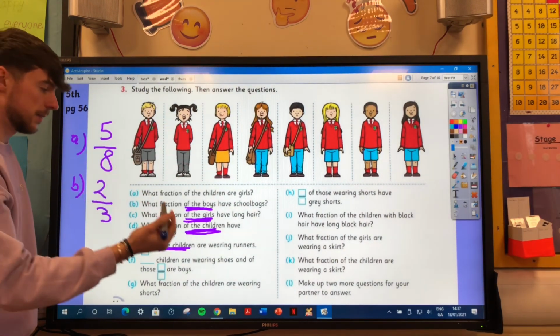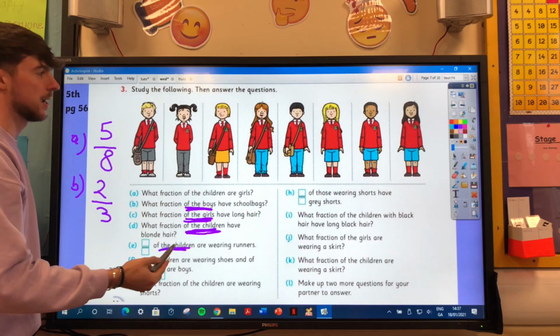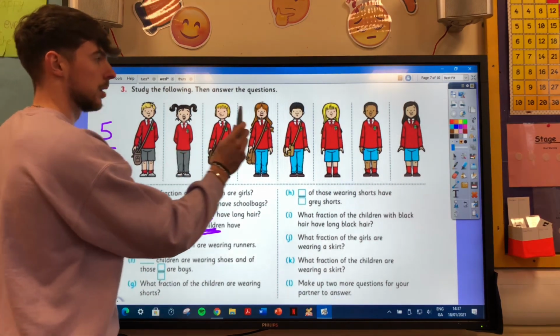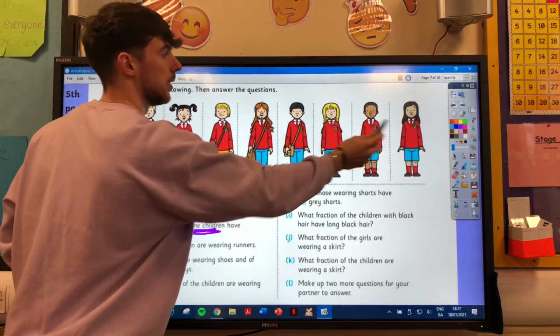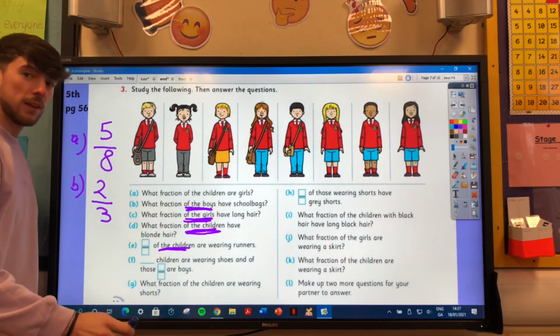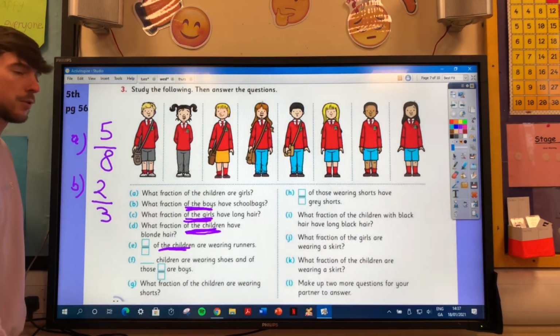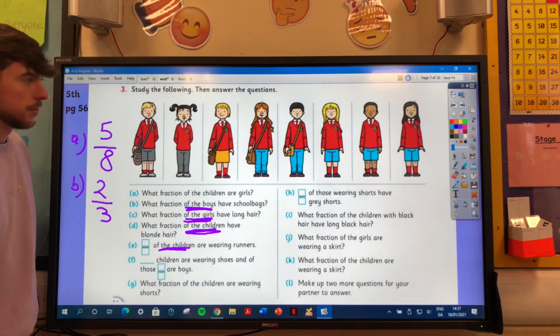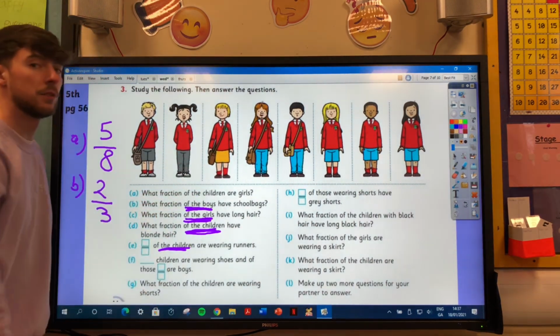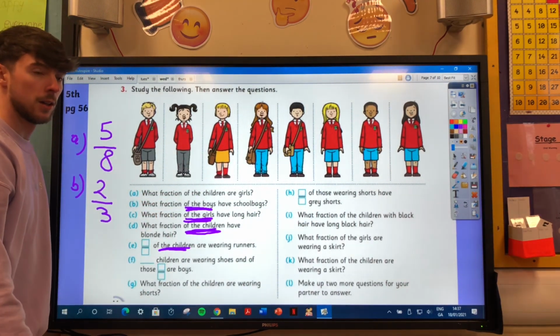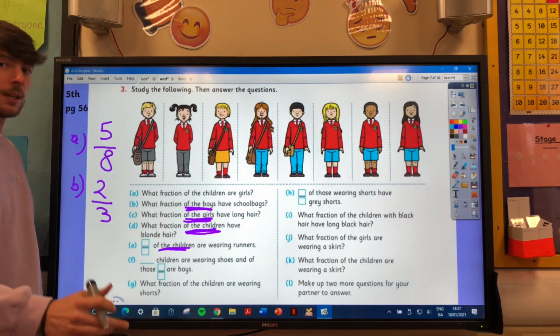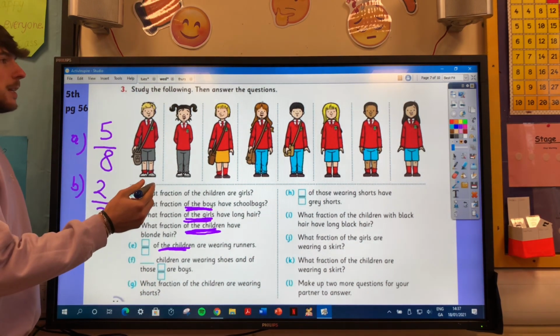So you have to pick maybe, so for example, what fraction of the girls have long hair? So long hair is 1, 2, 3, 4. So it's not 4 out of 8, it's 4 out of 5. Because there's 5 girls and 4 of them have long hair. Alright? If you have any problems with that, contact me in Class Dojo. Right? Because this might be a little bit difficult. Okay?